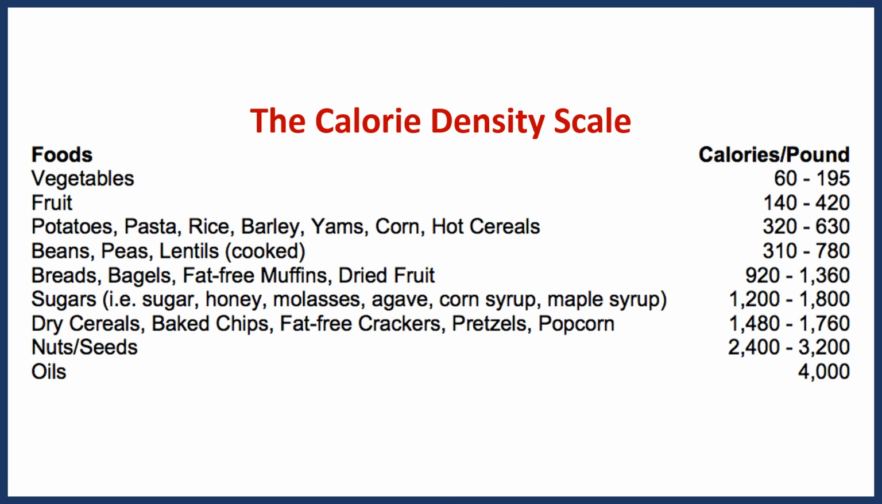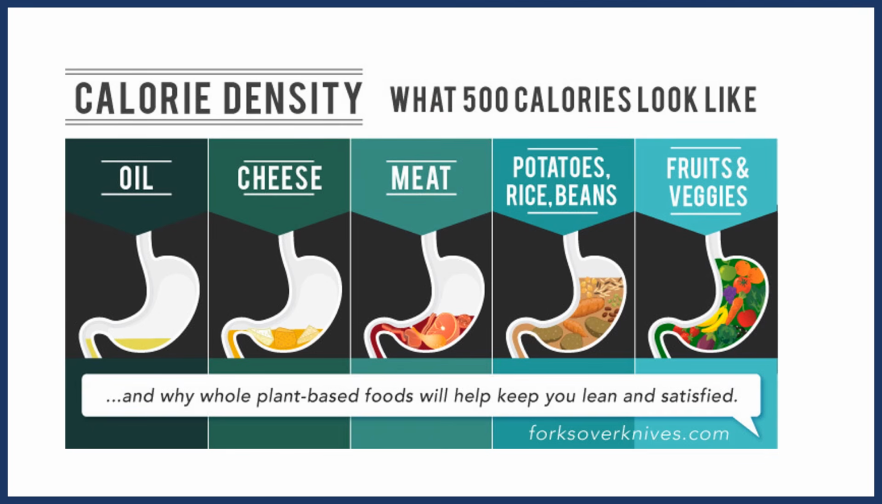The calorie density scale measures how many calories are in a given weight of food. As you can see, oils are highly calorie dense, containing around 4,000 calories per pound, while nuts also have high calorie density at about 2,800 calories per pound. In contrast, vegetables around 100 calories per pound, fruits around 300 calories per pound, and potatoes around 400 calories per pound are much lower in calorie density. Pasta, rice, beans, and peas have moderate calorie density, 500 to 700 calories per pound, making them filling yet more energy dense than vegetables, but much lower in calories than oils or nuts.